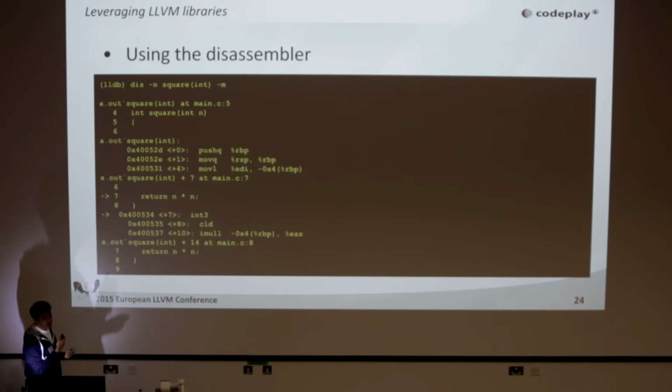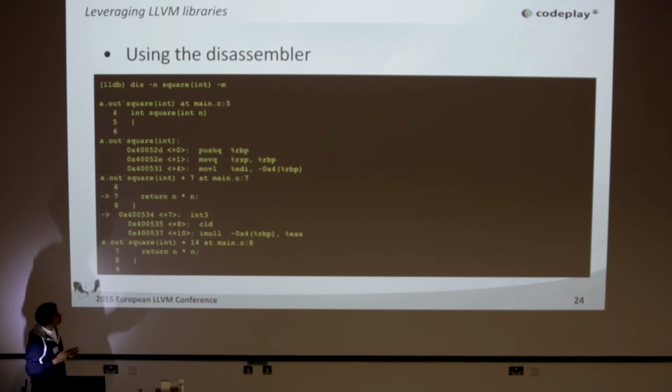Now this is an example of using the disassembler. So as you can see, the source is interspersed with the assembly. So here, if I do this -n, it actually is the function name, and by using the -m flag, I'm just saying I want to see the source along with the assembly, and it's very useful in complex debugging.